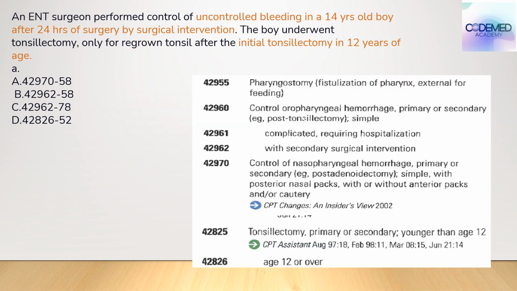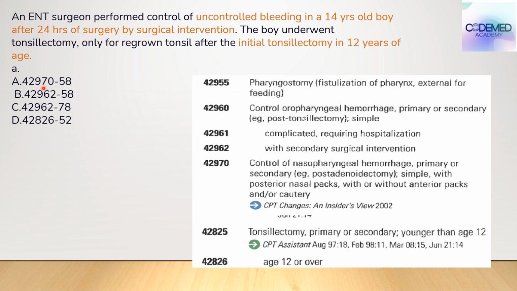So let us take one more example. An ENT surgeon performed control of uncontrolled bleeding in a 14-year-old boy 24 hours after surgery by surgical intervention. The boy underwent tonsillectomy only for the regrown tonsil after the initial tonsillectomy at 12 years of age. Now we have to code for the uncontrolled bleeding that has happened 24 hours after the surgery.